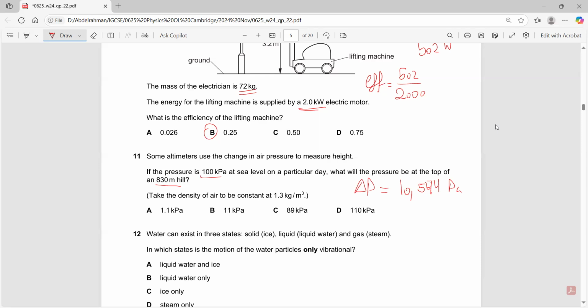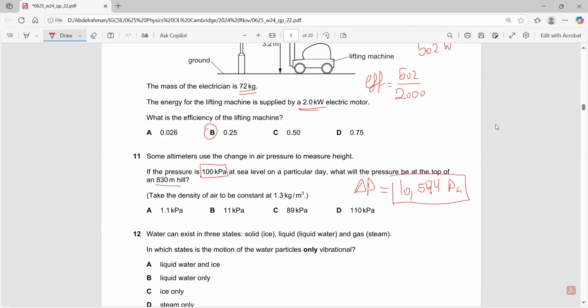Yes, the initial pressure was 100,000 pascals. Can I find the final pressure? Yes. As you go upwards on the top of the hill, what happens to the pressure? The pressure decreases by how much? By this much.